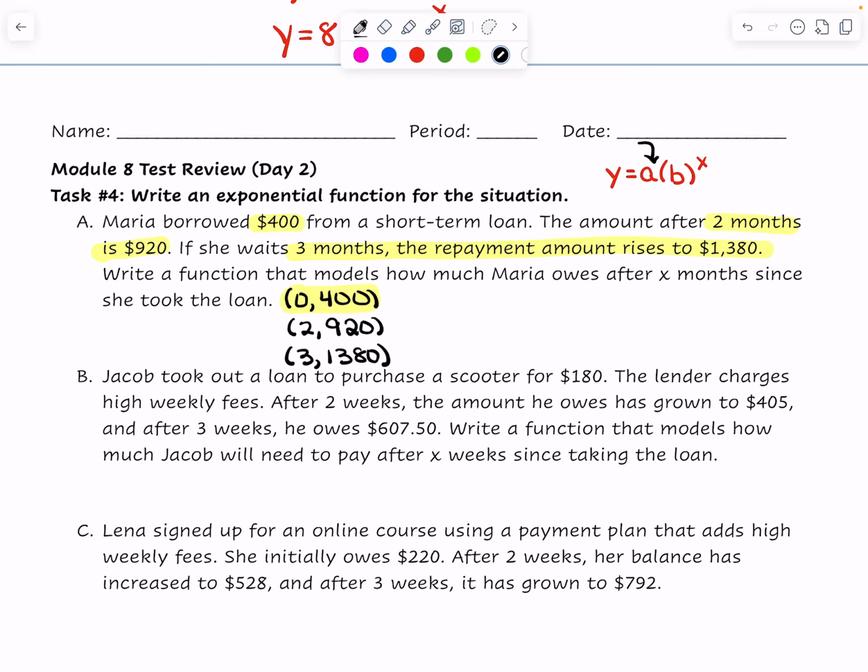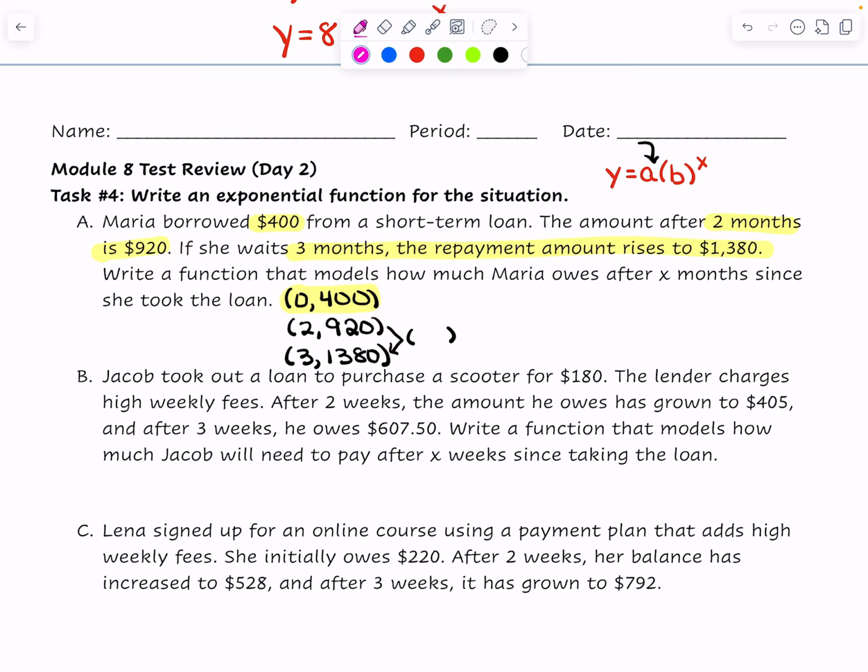But to find the b value, I need to look at the x value. So this is 0. This is 2. That's a difference of 2 months. The ones that I want to use is when there's only a difference of 1. So from 2 months to 3 months, only a difference of 1. So I'm asking myself, how did they get from 920 to 1,380? What did they multiply? 920 times what makes 1,380?